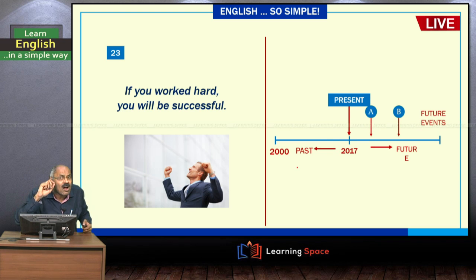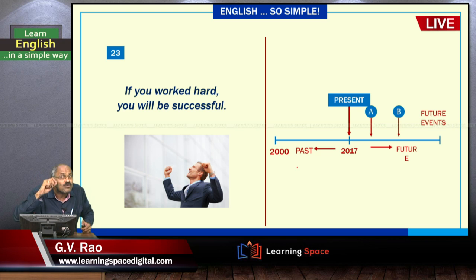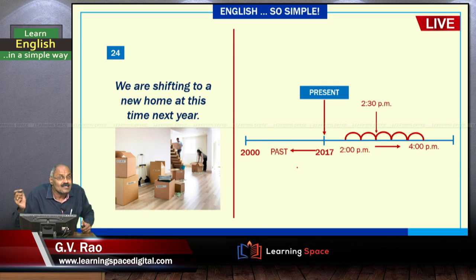If you worked hard, you will be successful. Here please understand, this is an if sentence, we will deliberate next week. So, there are two future issues. One is interlinked with the other. If you work hard, you will be successful. Please correct this sentence. If you work hard, you will be successful.